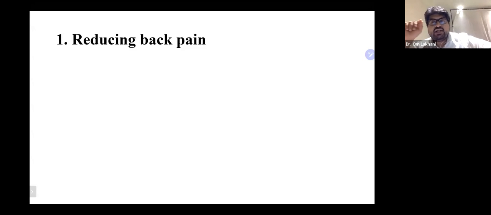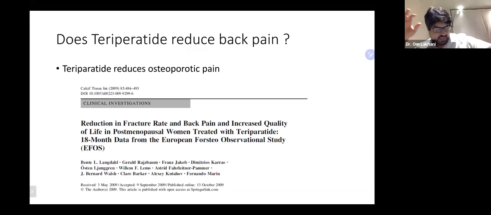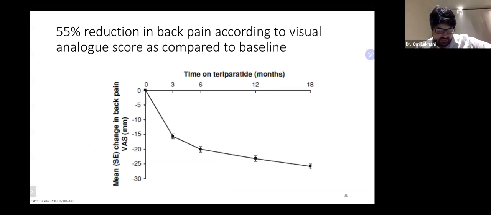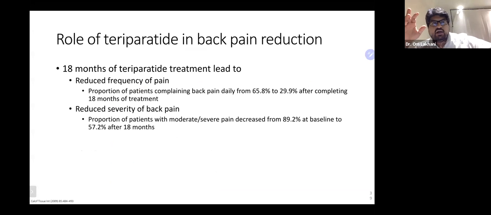And we have seen this in clinical practice also. So if you're prescribing teriparatide for a patient with vertebral fractures, not only does it improve the bone architecture and reduce the risk of future fractures, but it also reduces the pain, right? So this is again one of the major benefits of teriparatide. This is the EFOS study. I'm not going into the details of this, but you can see there was a 55% reduction of pain on the visual analog scale.